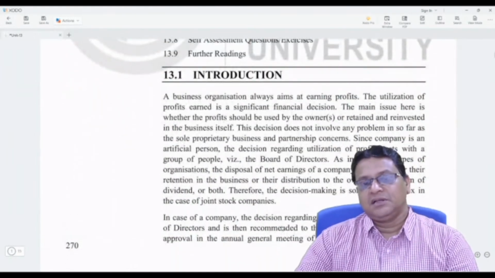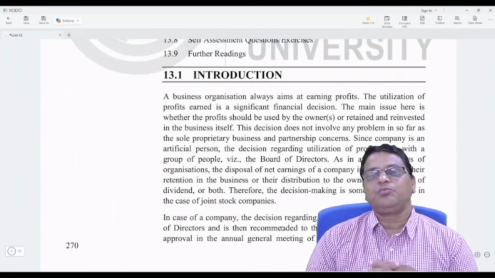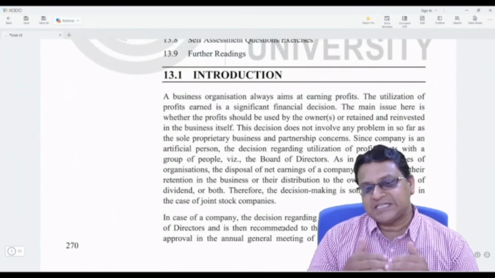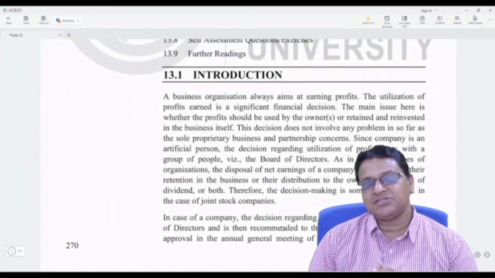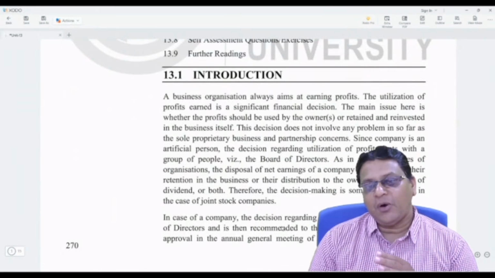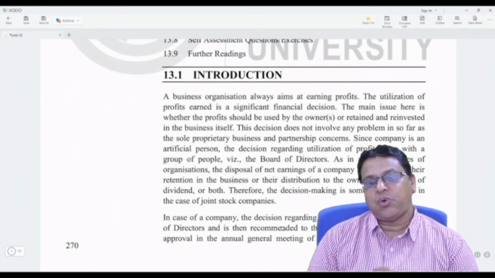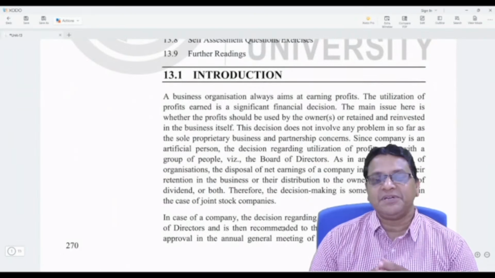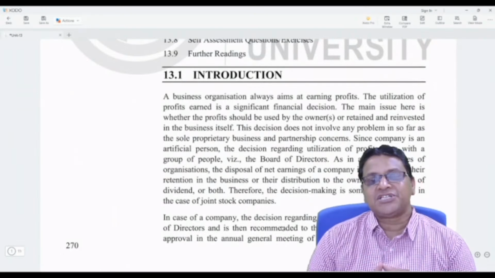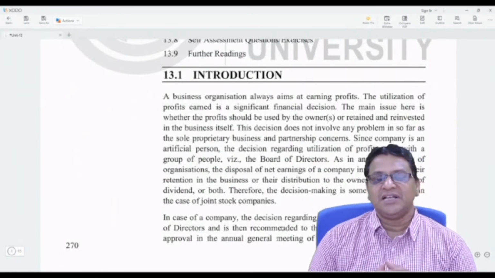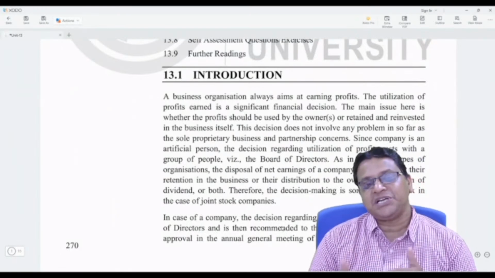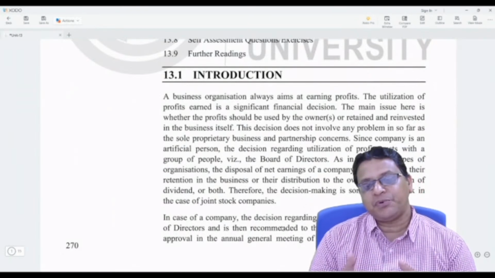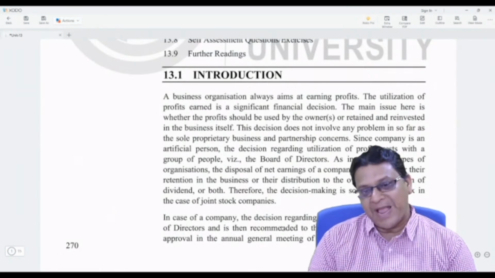Friends, a business always earns profit. Once it earns profit, then the next important decision the finance manager has to take is how to use this profit. What percentage of profit is to be paid back to the owners as dividend, and what percentage of profit is to be retained and reinvested in the business? That means what percentage of profit is to be paid back to shareholders and what percentage of profit is to be plowed back in business.